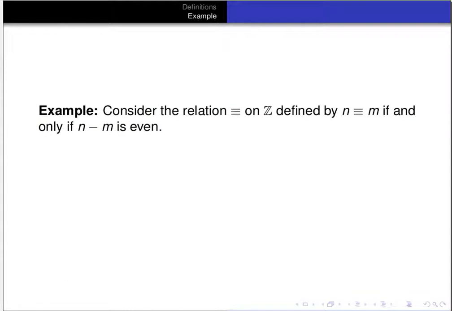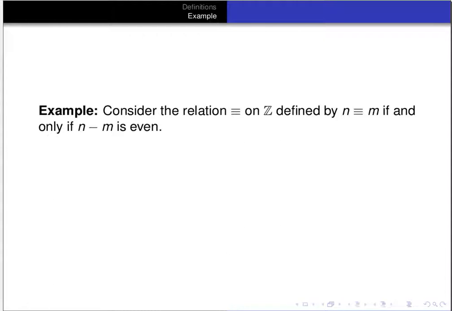So here's an example of an equivalence relation. Let's define the relation on Z, the integers, as follows. We'll say that n is related to m if and only if n minus m is even. So n is related to m if and only if the difference between n and m is even. To prove something is an equivalence relation, you have to do three sub-proofs. You have to prove transitivity, reflexivity, and symmetry.